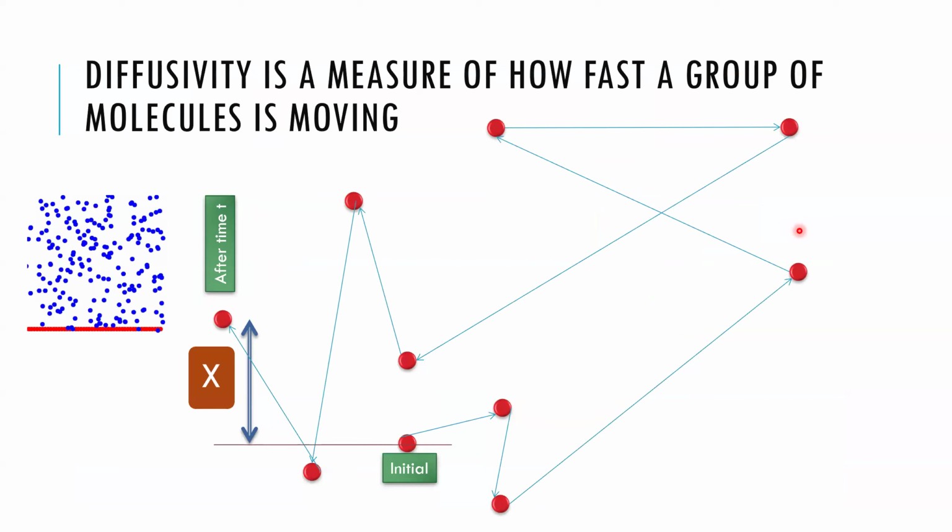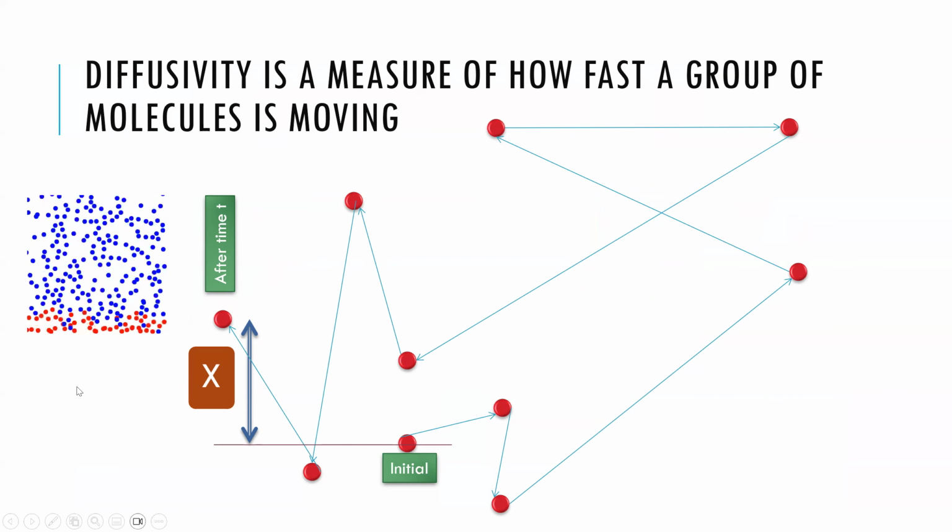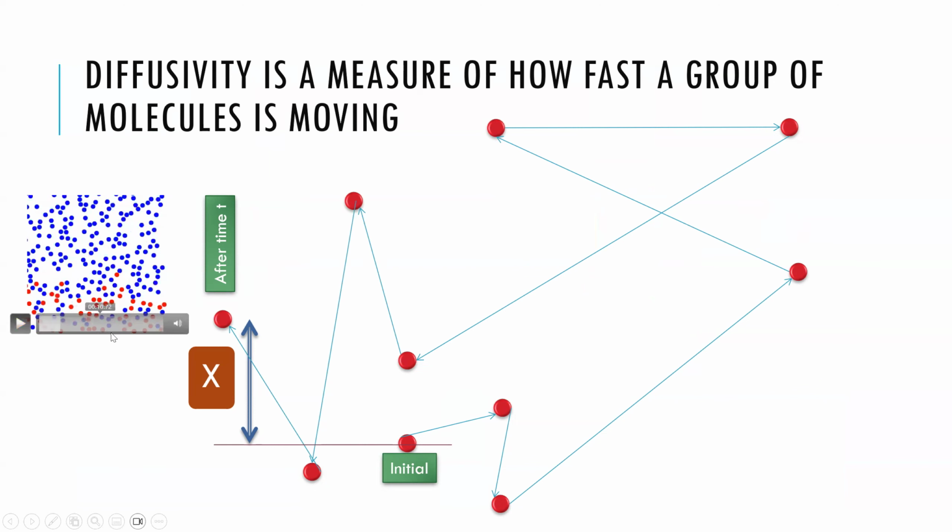Now, to keep going, I just have a couple more slides. We try to get some idea, some feel for what this DAB is, the diffusivity in meters square per second. Here, as you see, the reds are diffusing into the blue. My red is the A, and the blue are the B's. So DAB is the diffusivity of red in blue.